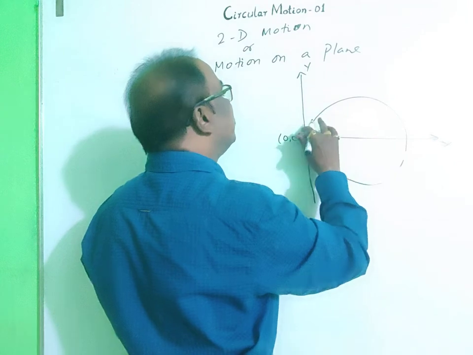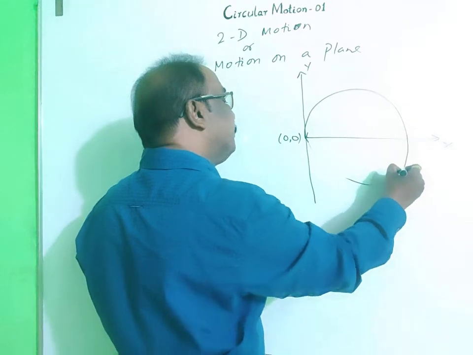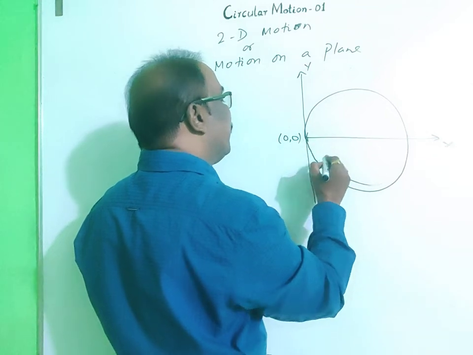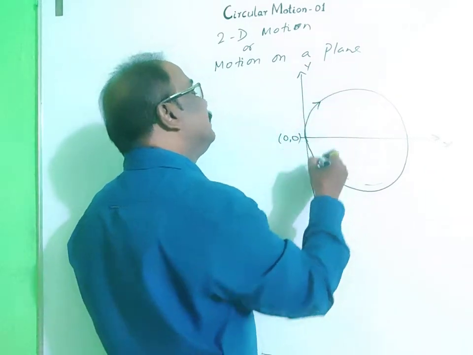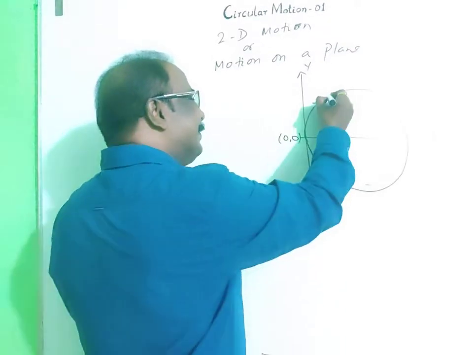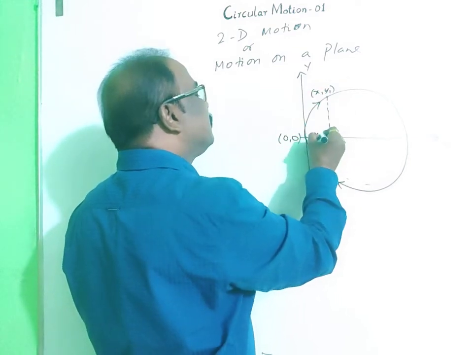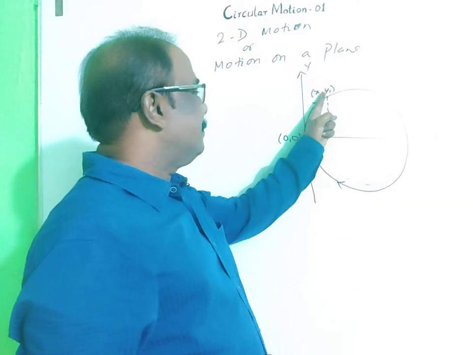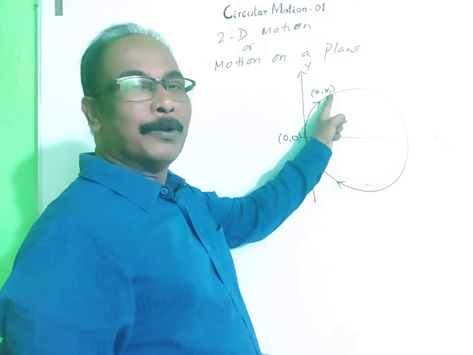The particle starts from origin where coordinates are 0, 0 and completes a circular path. Okay. Let's consider the particle is moving in clockwise order. See, here coordinates are 0, 0. When the particle reaches at this point, let's consider coordinates are x1, y1. Means this distance is x1, this distance is y1. Then what we observe? When the particle moves from origin and reaches at this point, value of x is increasing and value of y is also increasing.